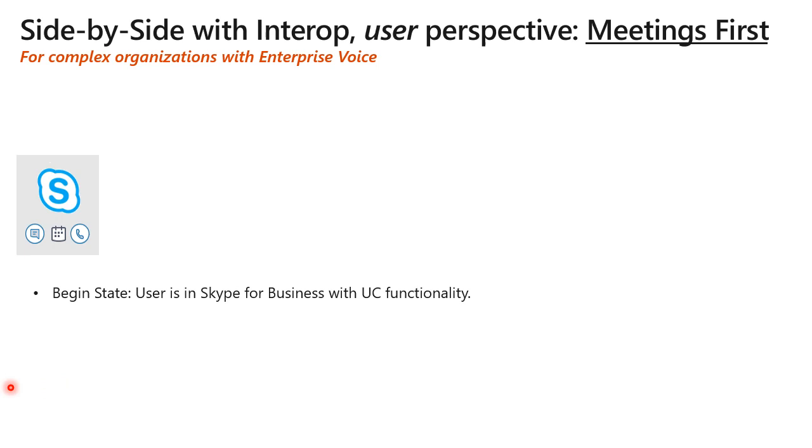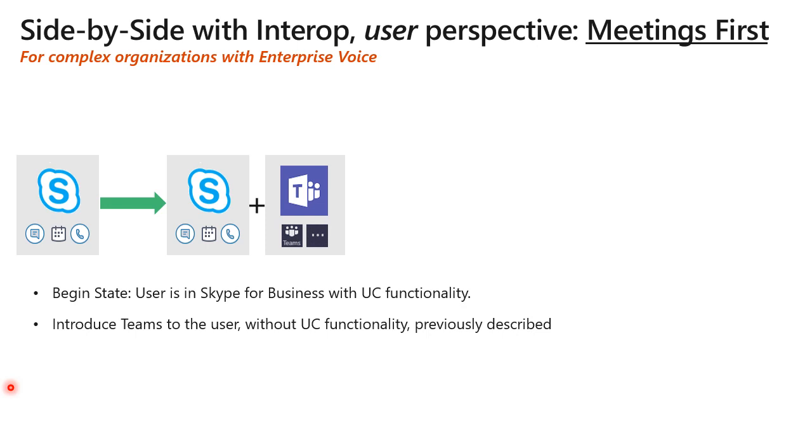Now, there is another approach that we can take, which is a pretty exciting approach for organizations that especially have a high dependency on their complex enterprise voice deployments. And that is to do side by side with Interop, but showcase the meetings workload first. So in this example, same as we saw before, we're starting with our user in Skype for Business with all of that core UC functionality. So they have chat, they have meeting scheduling, they have calling, including enterprise voice available in Skype for Business.